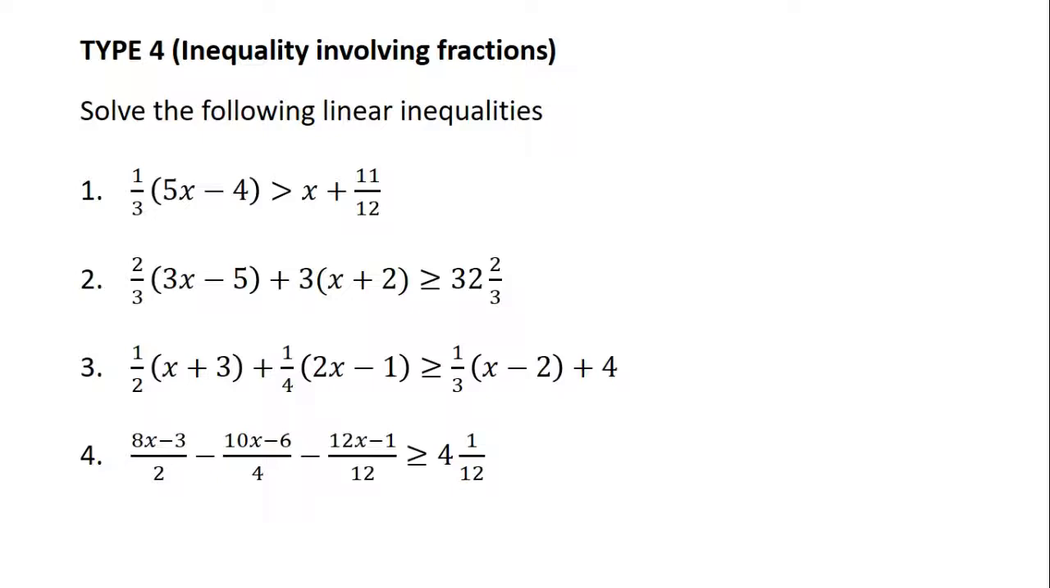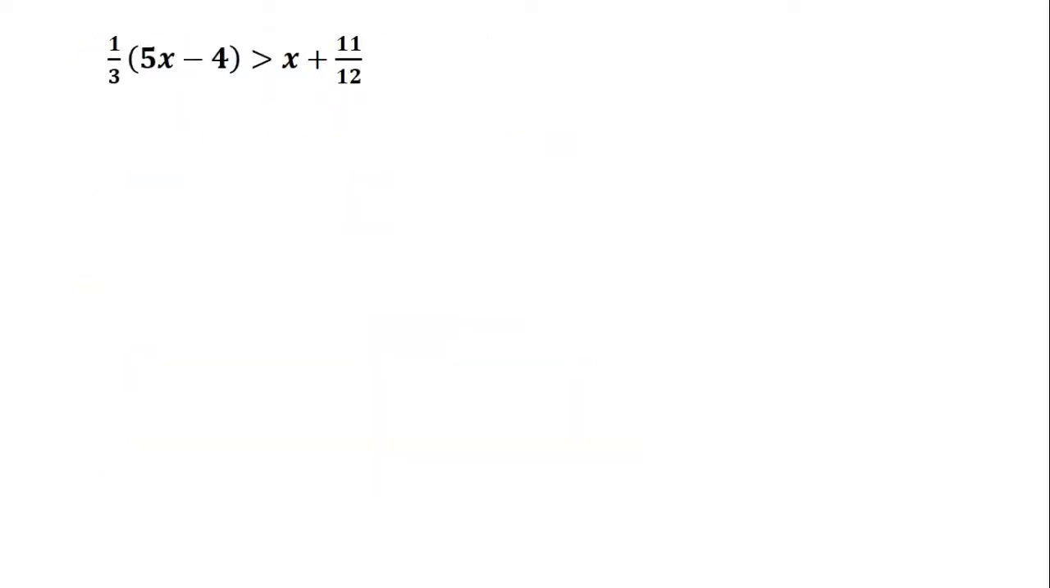We have 4 examples here. We are going to take them one after the other. We will solve the first one in this video, then the remaining ones in the subsequent videos. So let's look at the first one. We have 1 over 3 into bracket 5x minus 4 is greater than x plus 11 over 12. So if you have this, how do we solve it?